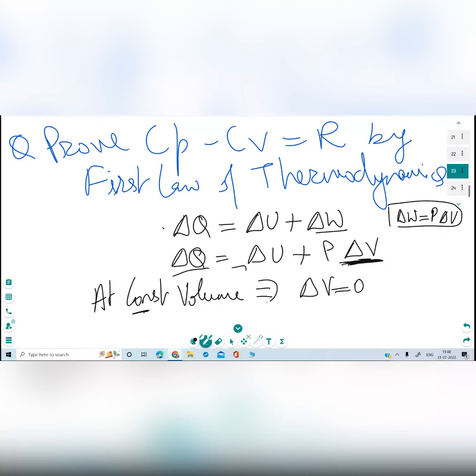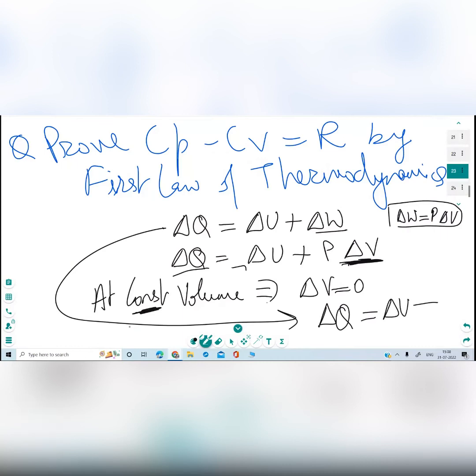See, even if you say, no ma'am, I don't want to take del V, I mean, change in V, okay, don't take it. I'm saying constant volume. Volume is not changing, it is zero. So then in that case, this formula becomes delta Q equal to delta U. This is equation number 1.